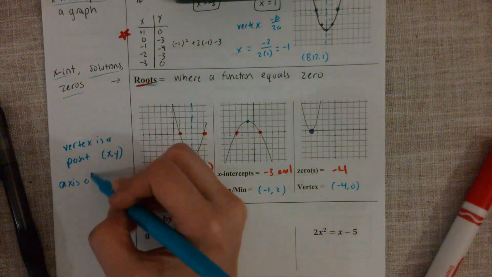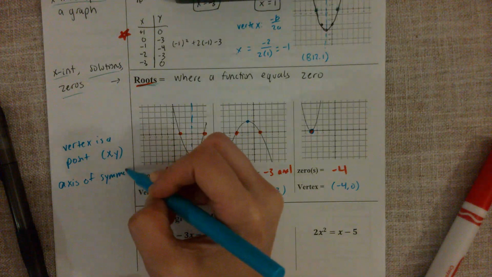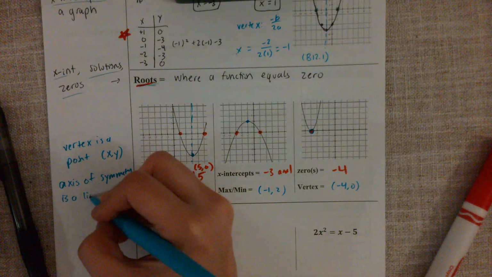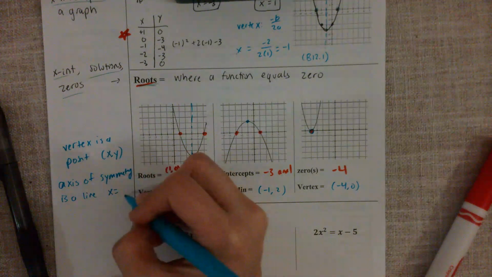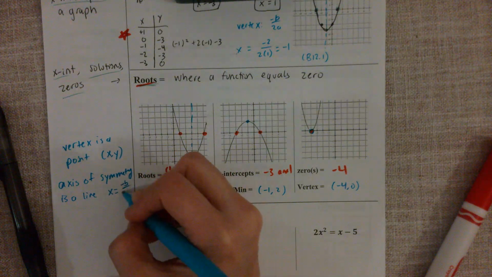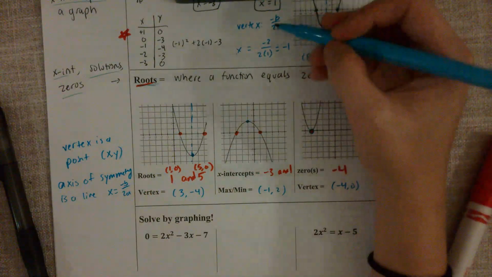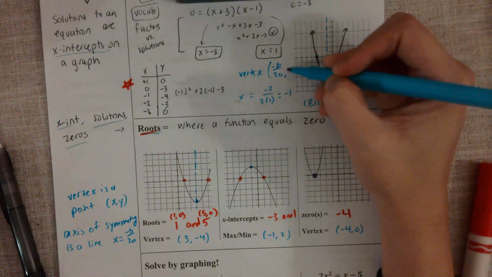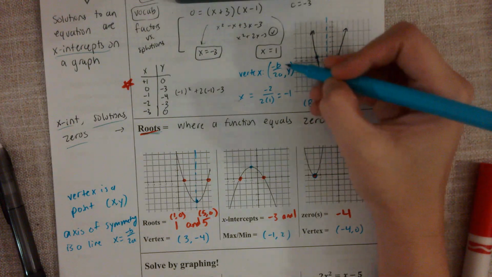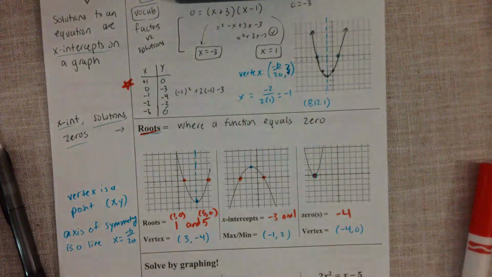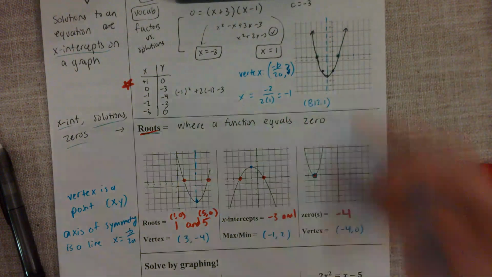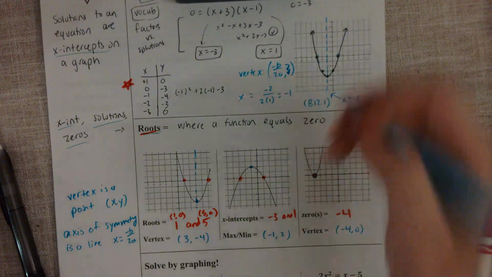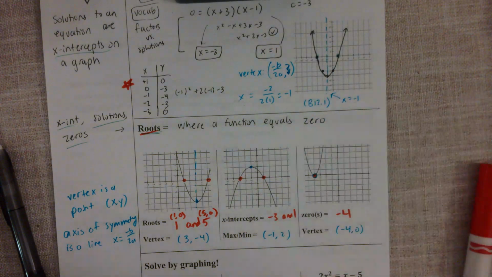Axis of symmetry is a line. X equals -b over 2a. Okay, so this vertex, sorry, just to be clear, the vertex is a point, so I'm going to have an x and then we just have a y, or like a question mark. Right, but our vertex is... this line is x equals -1. So the vertex is the point, the axis of symmetry is the line.